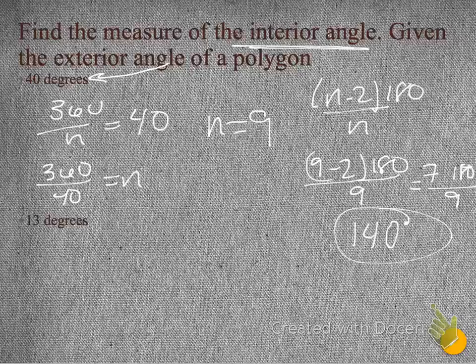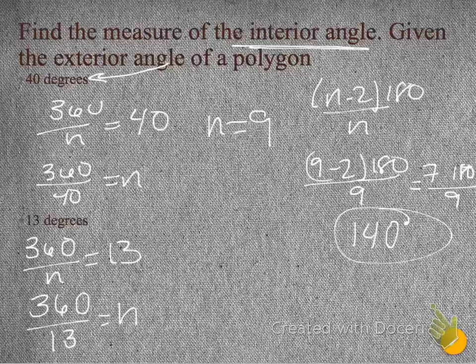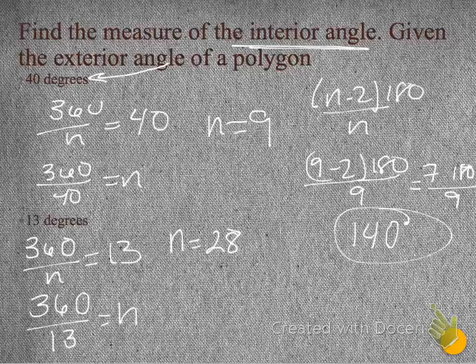So we're going to do the same thing with the next one. So first I need to figure out how many sides I have. So 360 divided by n equals 13. So basically 360 divided by 13 equals n. So the number of sides is going to be, we're going to say it's 28. On the test it will be a more exact number instead of having to round any decimals. So we'll say it's 28.